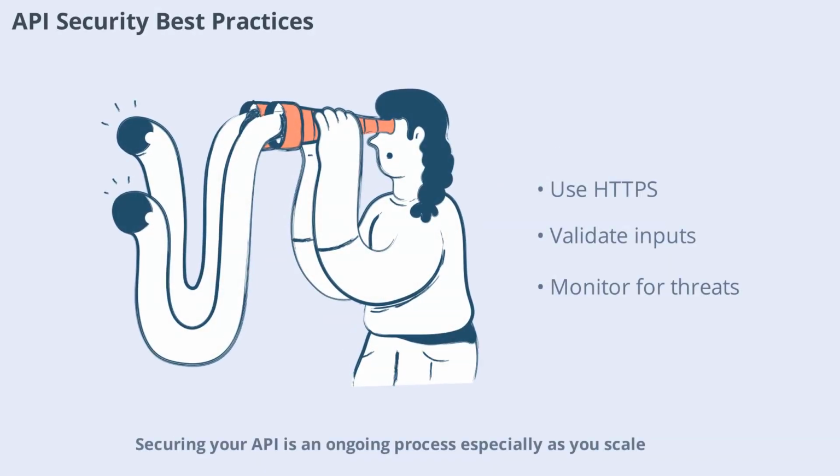Securing your API is an ongoing process, especially as you scale. Best practices include using HTTPS, validating inputs, enforcing authentication and authorization, and monitoring for suspicious activity. Regular security reviews and updates help protect against new threats. A secure API builds trust and supports long-term scalability.